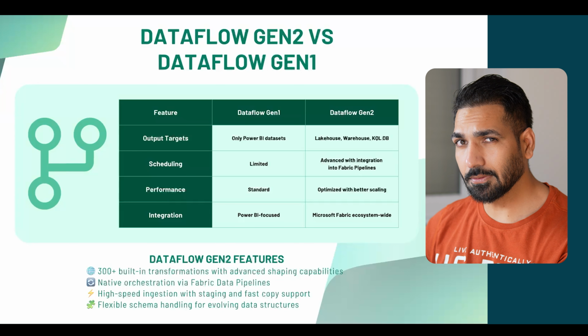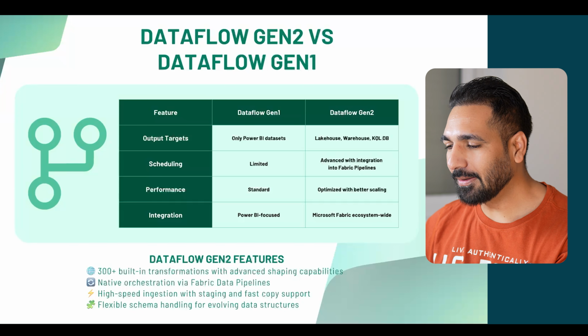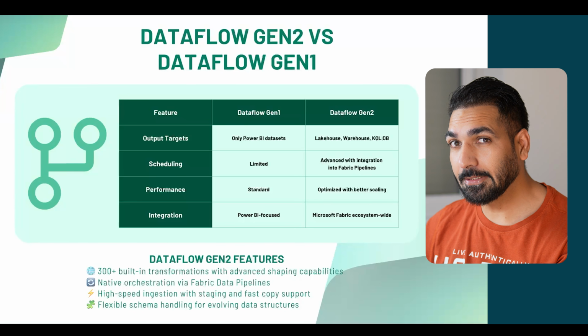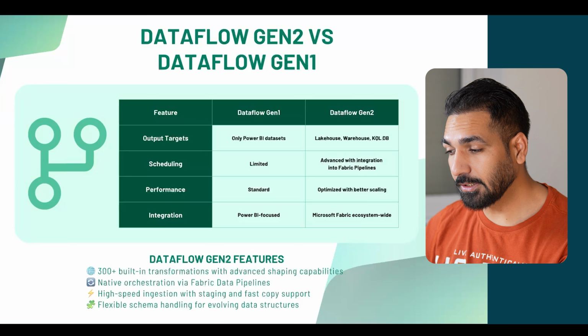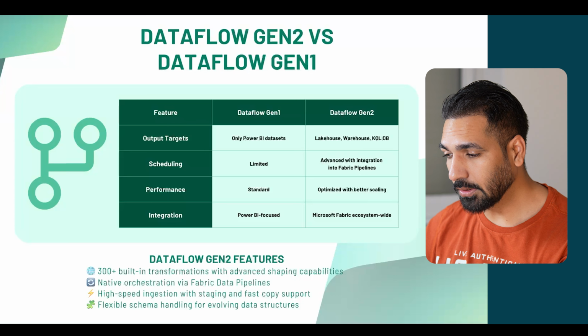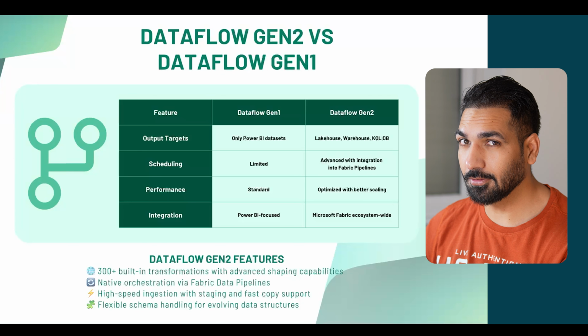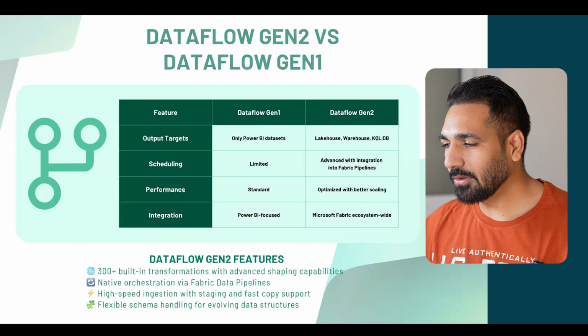There are certain features that you should also know about Dataflows Gen2. Wow, there are 300 plus built-in transformations with advanced shaping capabilities. Yes, please pay attention over there. It has native orchestration via Fabric pipelines. It has high-speed ingestion with staging and fast copy support, and also flexible schema handling for evolving data structures. So isn't it amazing? Well, let's see what it's going to bring more.